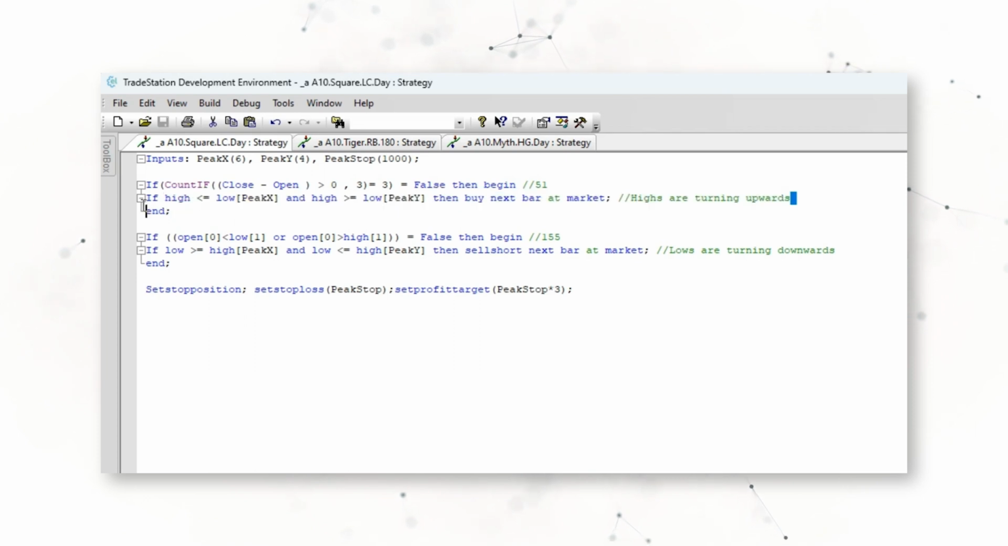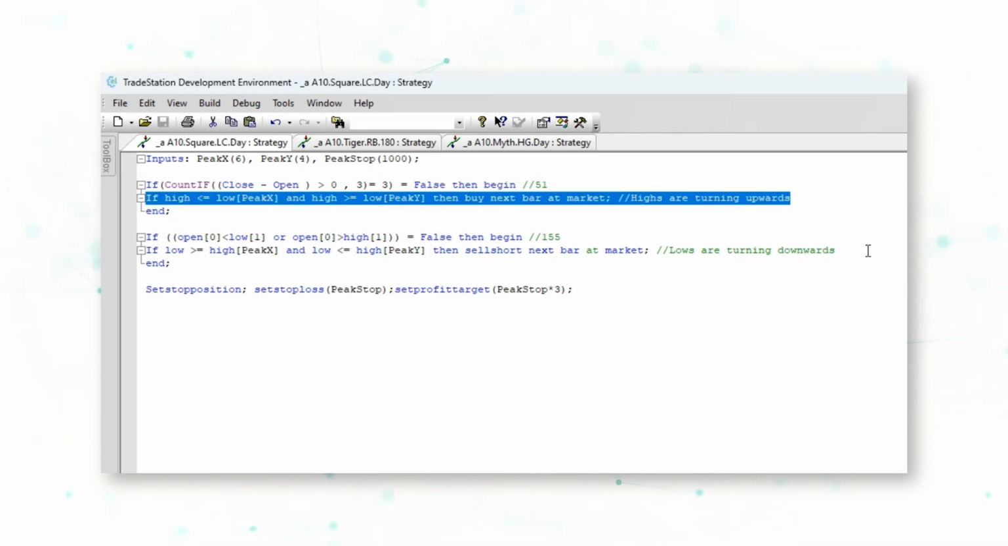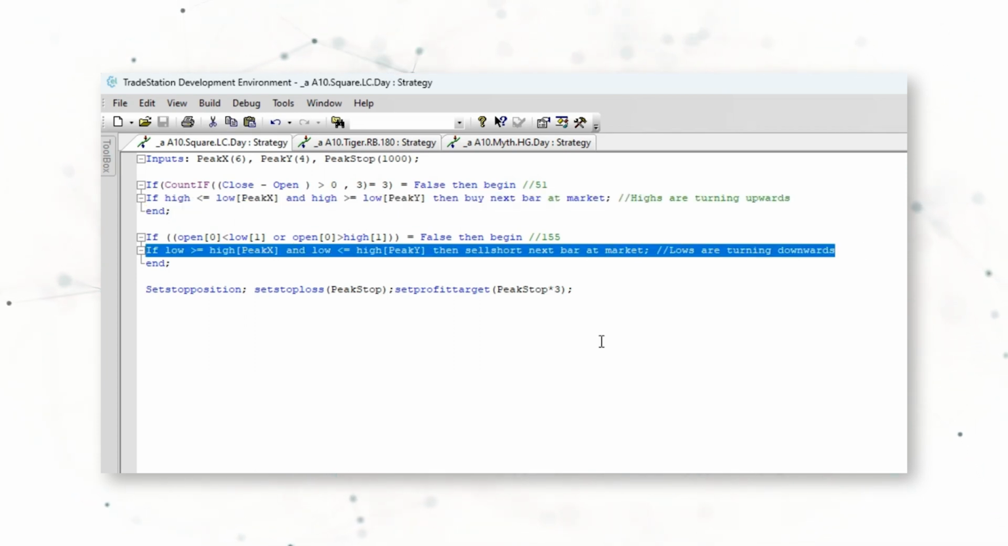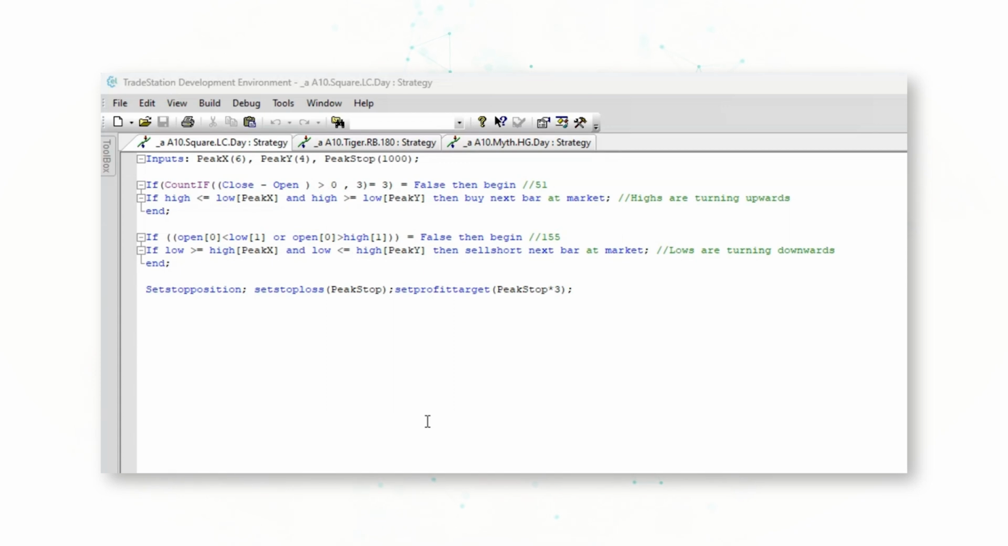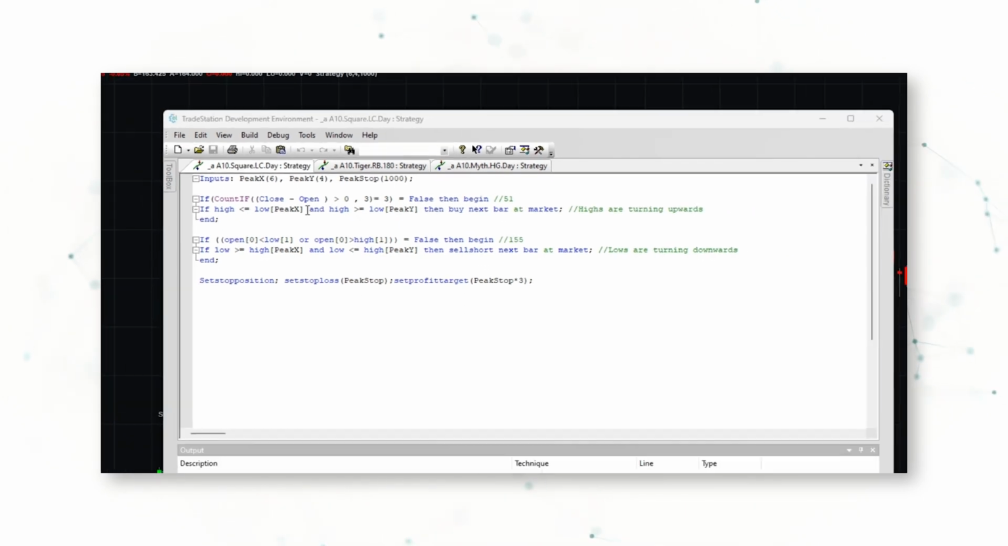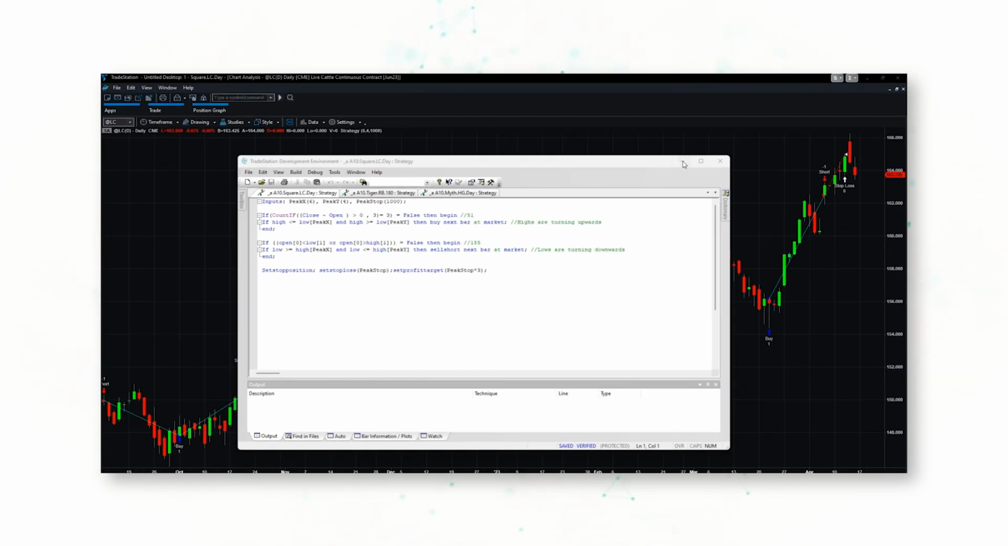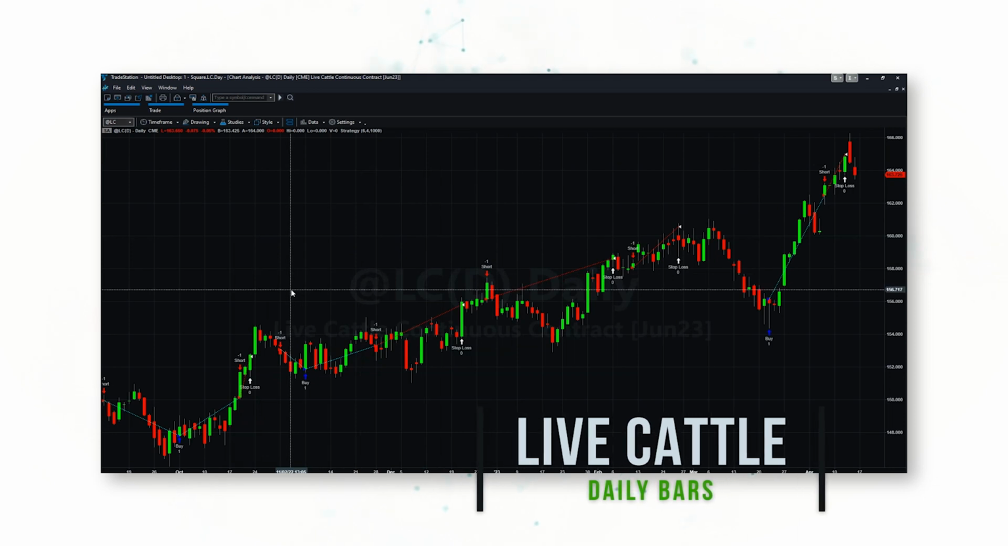If highs are turning upwards or if lows are turning downwards, the system will either buy or sell short. It will then get out if it has an opposite signal or if it hits that stop loss or profit target. And of course, one of the advantages of this being a systematic trading strategy is that we can add this strategy code logic that we've written to a live cattle daily bar chart and really get a sense for how this strategy trades.